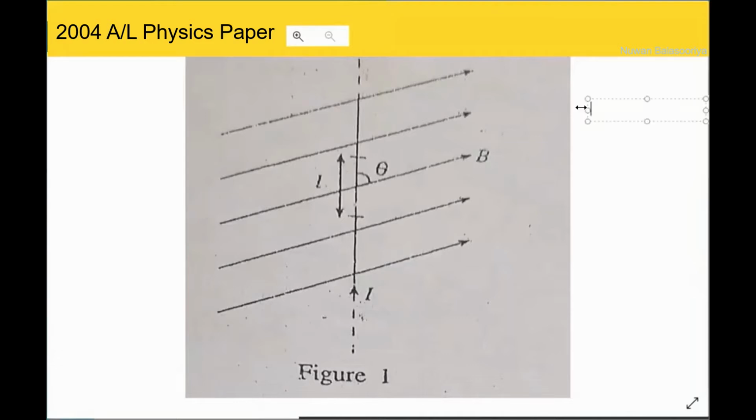What is the equation here? F equals the force acting on a current carrying conductor. Somebody give me the equation.